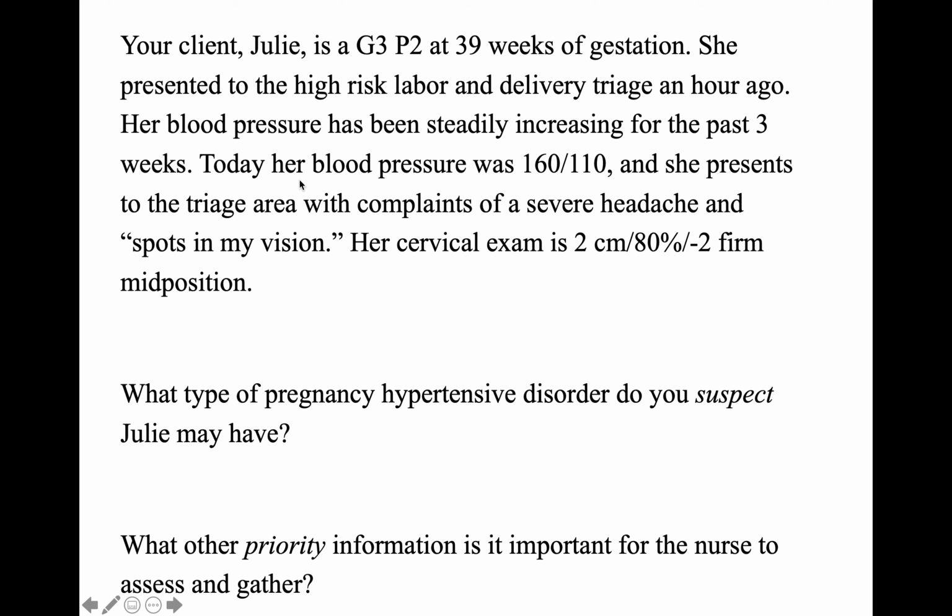Does she have abdominal pain? No abdominal pain, so that's good. But I would draw the liver enzymes anyway. And we need a 24-hour urine for protein assessment, but we could actually dip the urine anyway. Yeah, that's about it for that one.